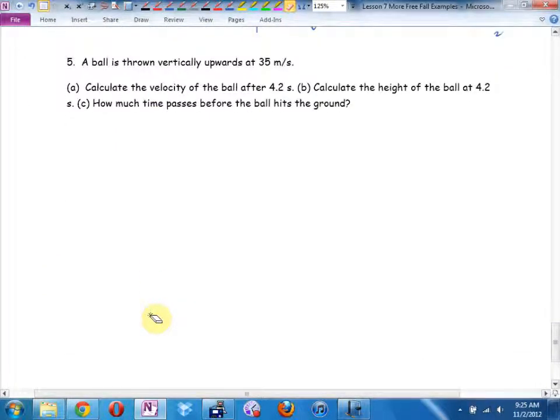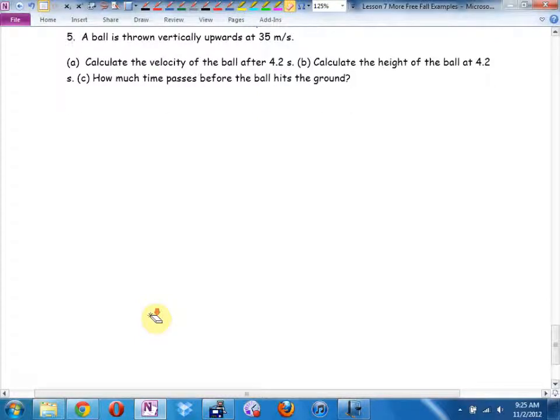Question number 5. Ball thrown vertically upwards at 35 meters per second. Calculate the velocity after a given time. Calculate the height. How much time passes before the ball hits the ground? Sure, let's try this and we'll wrap it up.